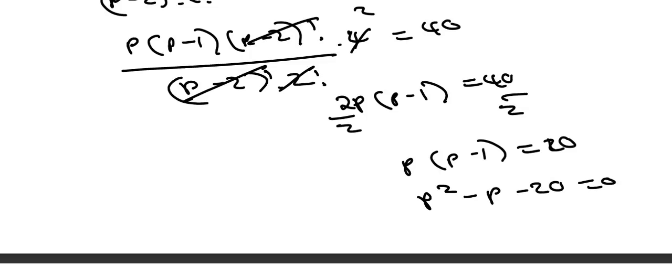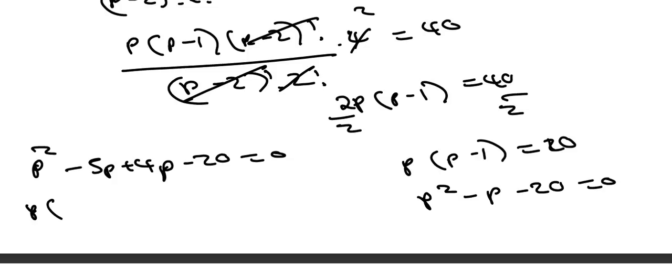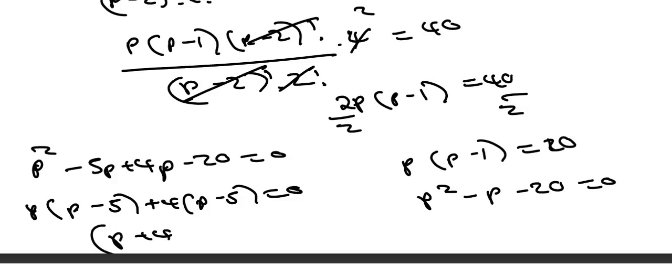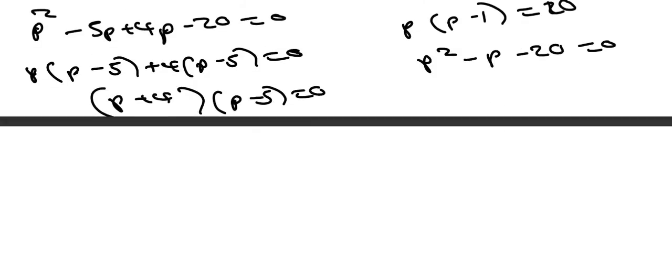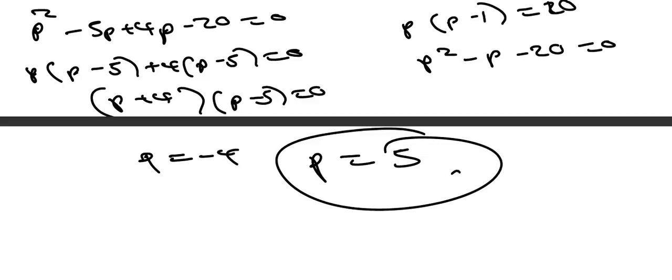This here is the same as p squared minus 5p plus 4p minus 20 is equal to 0. This is p(p minus 5) plus 4(p minus 5) is equal to 0. So p plus 4 and p minus 5 is equal to 0. So we're just solving the quadratic. We know p can never be negative, so we go with this one. We discard minus 4, so p is actually equal to 5.